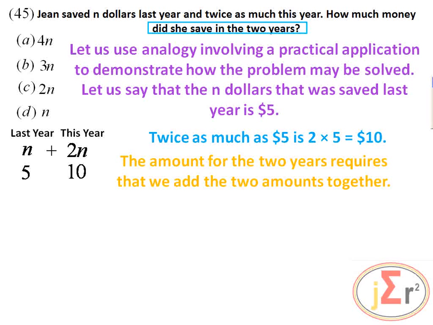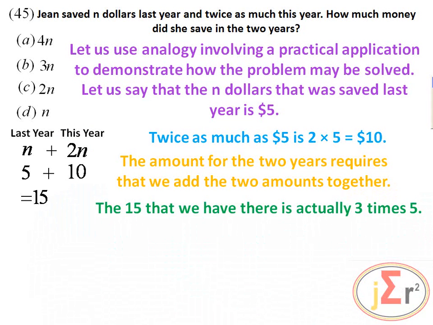How much money did she save in the 2 years? The amount for the 2 years requires that we add the two amounts together. So we will add those, 5 plus 10, and that's equal to 15. So if the N dollars represented $5, then 2N would represent twice as much as 5. 2 times 5. 2 5s, 10. And when we add 5 and 10 together, the result is 15. The 15 that we have there is actually 3 times 5. 3 5s, 15.